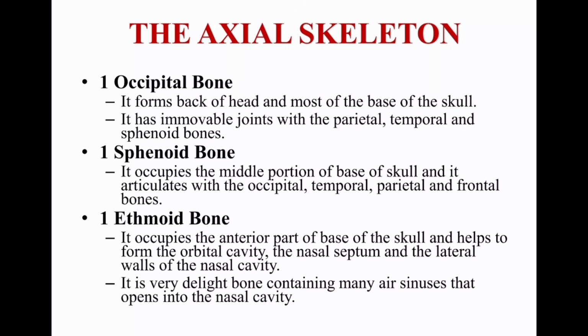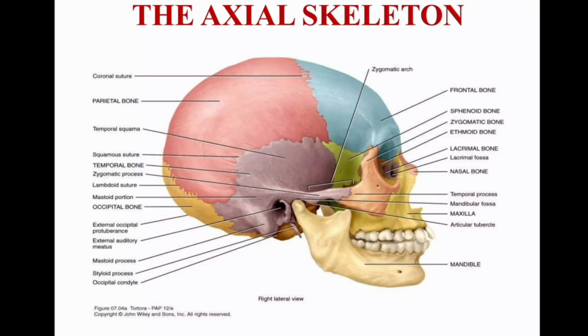Next is the ethmoid bone. It occupies the anterior part of the base of the skull and helps to form the orbital cavity, the nasal septum and the lateral walls of the nasal cavity. It is a very delicate bone and contains many air sinuses that open into the nasal cavity. This is about the cranial bones. This is a picture where all the bones are located and the names of the bones are shown.